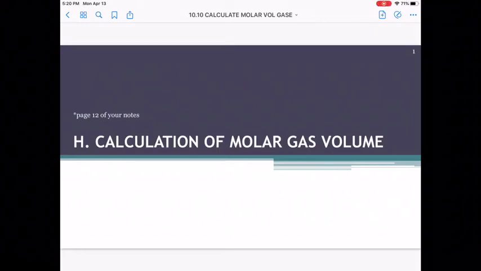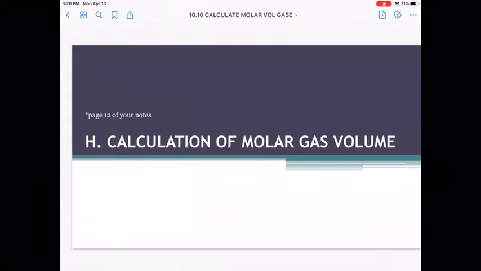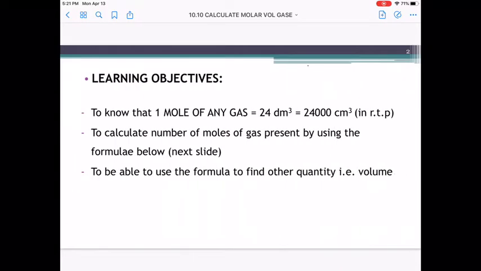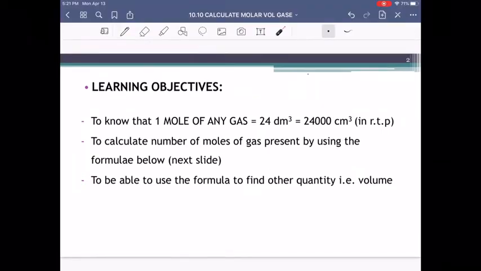Today we're gonna learn the calculation of molar gas volume. So this will be on page 12 of your notes. The learning objective for today, firstly, is to know 1 mole of any gas is equal to 24 dm cube, which is also equal to 24,000 centimeter cube at RTP. Next is to calculate the number of moles of gas present by using the formulae below, which is on the next slide. Next is to be able to use the formula to find other quantities such as volume.